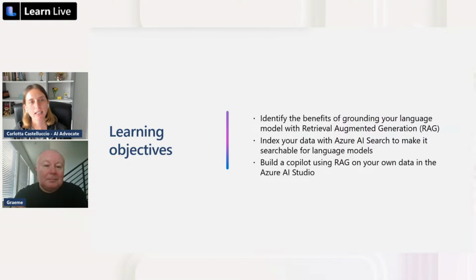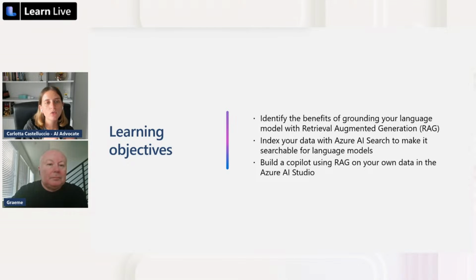Coming to the learning objective for this session today, we have, I would say, 3 main objectives. The first one is really to explore the benefits of grounding a large language model with the Retrieval Augmented Generation pattern. And don't worry if you don't know what grounding means or what Retrieval Augmented Generation means, because we are really going to demystify all those concepts.